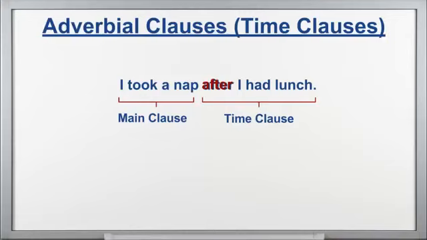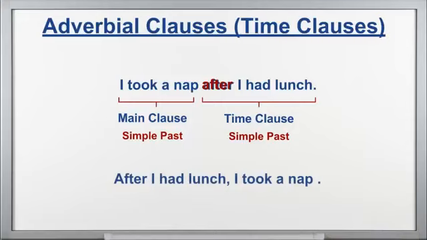Also, pay attention to the verb form. I took a nap. I'm referring to the past here, so I can use time clauses with different verb tenses. So I took a nap after I had lunch. Now, the simple past is in the main clause, but in the time clause, we use the simple past too. So I took a nap after I had lunch. No problem. Let's take a look at another example.